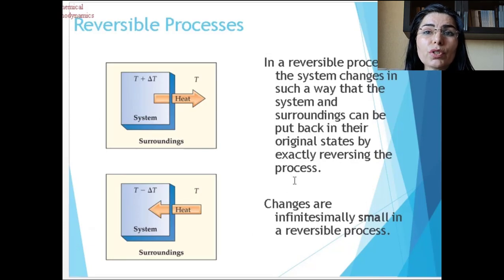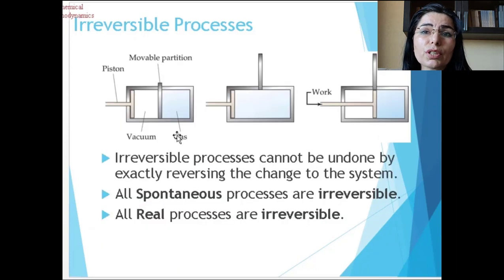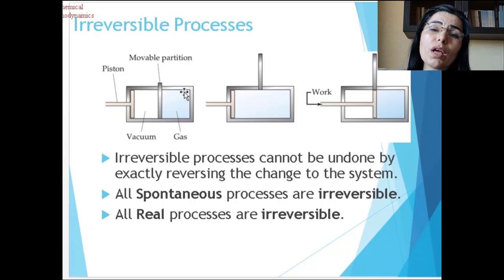In reversible processes, the system changes in such a way that the system and surroundings can be put back in their original states by exactly reversing the process. And changes are infinitesimally small in reversible processes. And irreversible processes cannot be undone by exactly reversing the change to the system. All spontaneous processes are irreversible, and all real processes are irreversible.